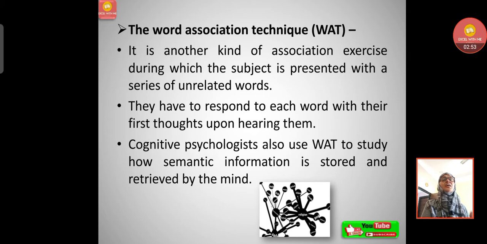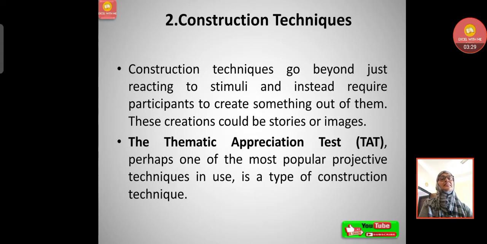Now the next one is the word association technique. It is another kind of association exercise during which the subject is presented with a series of unrelated words. They have to respond to each word with their first thoughts upon hearing them. Cognitive psychologists also use this word association test to study how semantic information is stored and retrieved by the mind. So words are given, everybody will have their own perception, and they will explain in their own sentences.